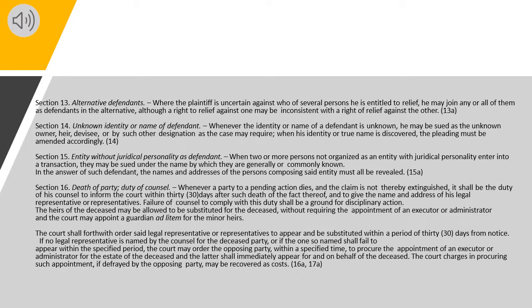The heirs of the deceased may be allowed to be substituted for the deceased, without requiring the appointment of an executor or administrator, and the court may appoint a guardian ad litem for the minor heirs. The court shall forthwith order said legal representative or representatives to appear and be substituted within a period of 30 days from notice. If no legal representative is named by the counsel for the deceased party, or if the one so named shall fail to appear within the specified period, the court may order the opposing party, within a specified time, to procure the appointment of an executor or administrator for the estate of the deceased, and the latter shall immediately appear for and on behalf of the deceased. The court charges in procuring such appointment, if defrayed by the opposing party, may be recovered as costs.